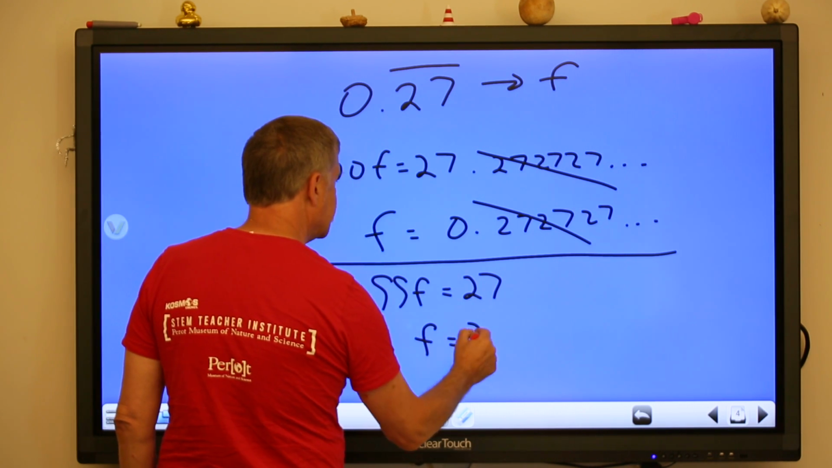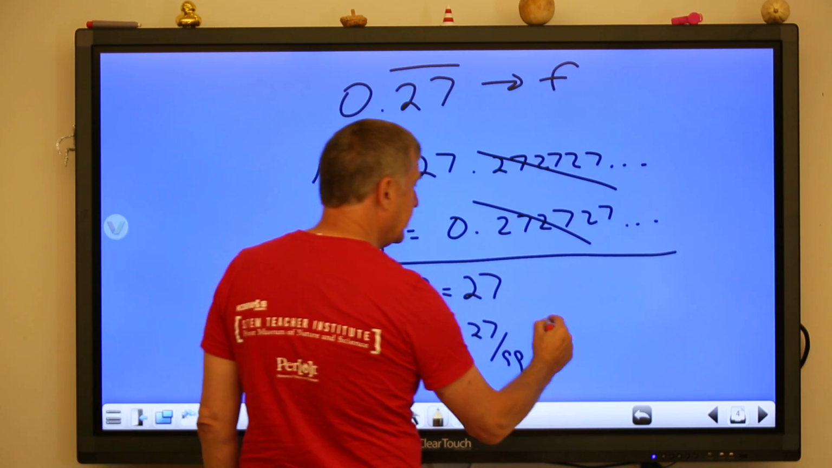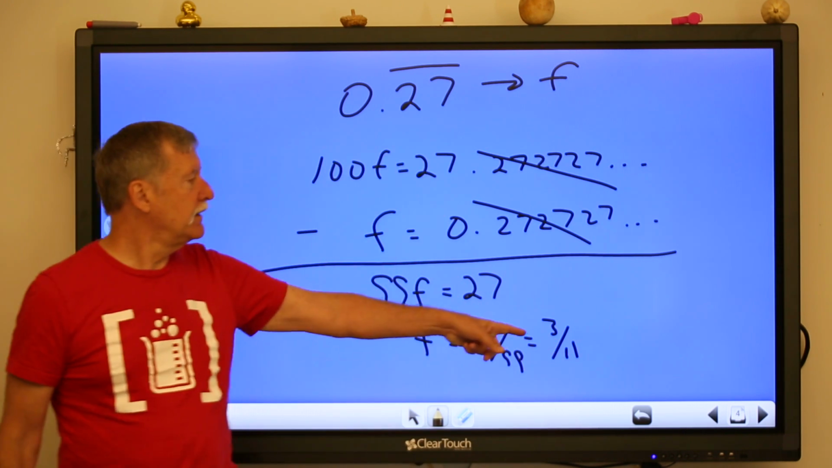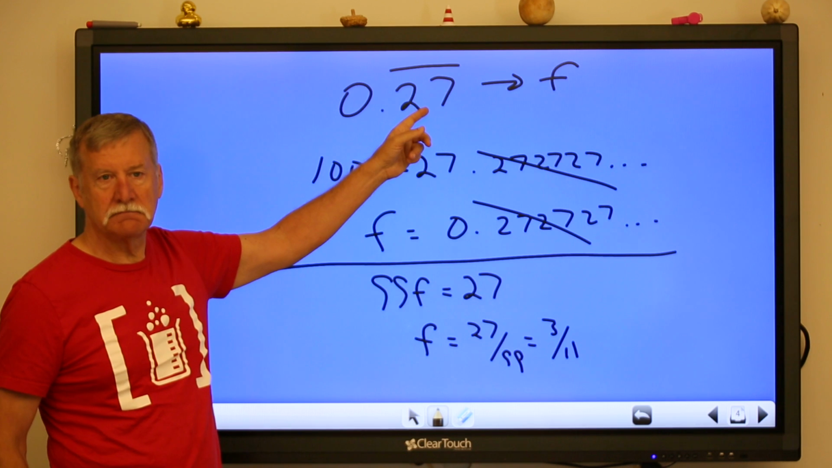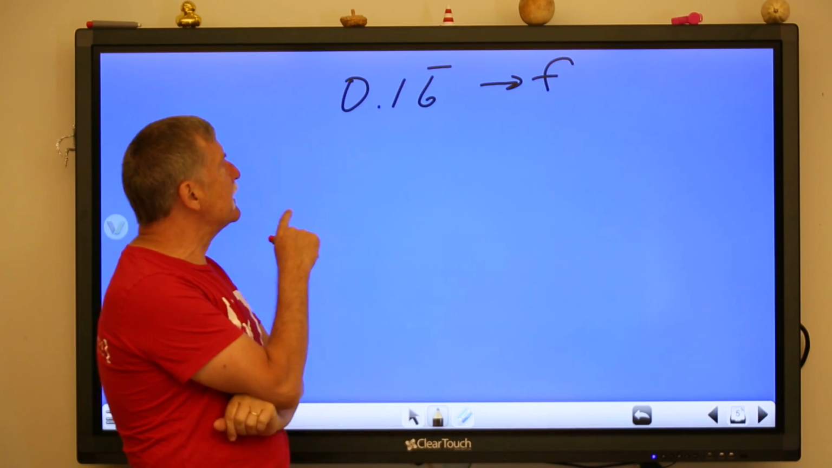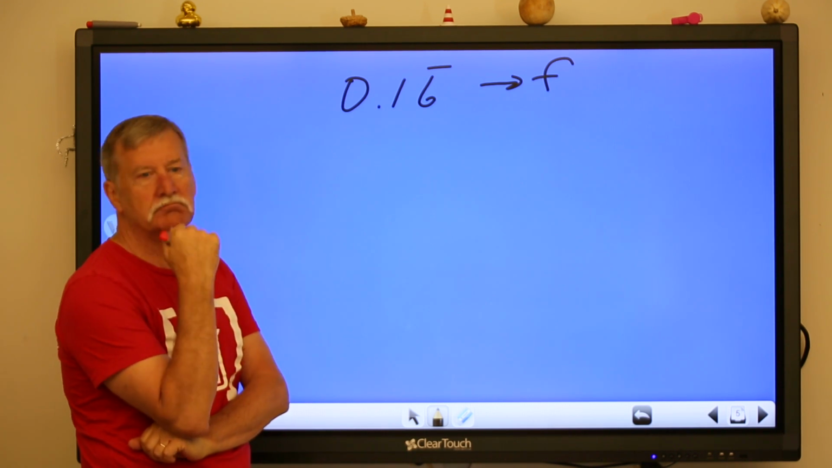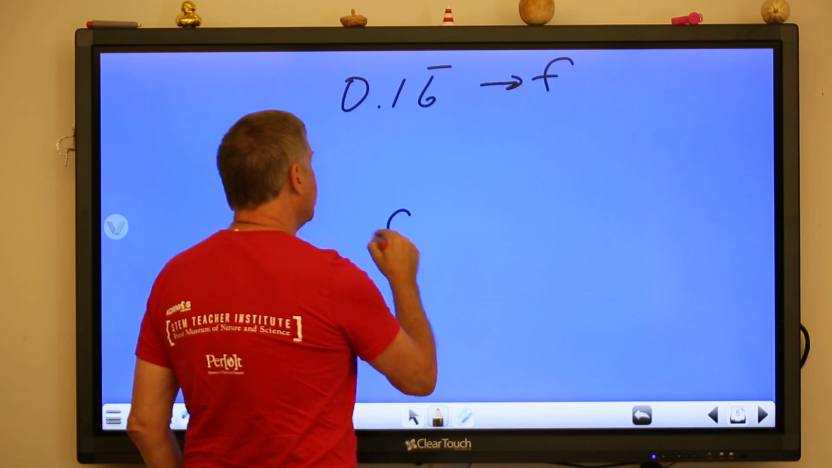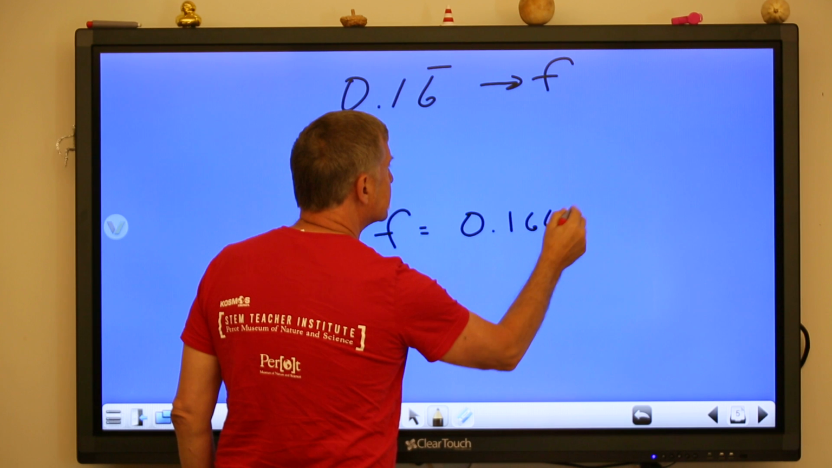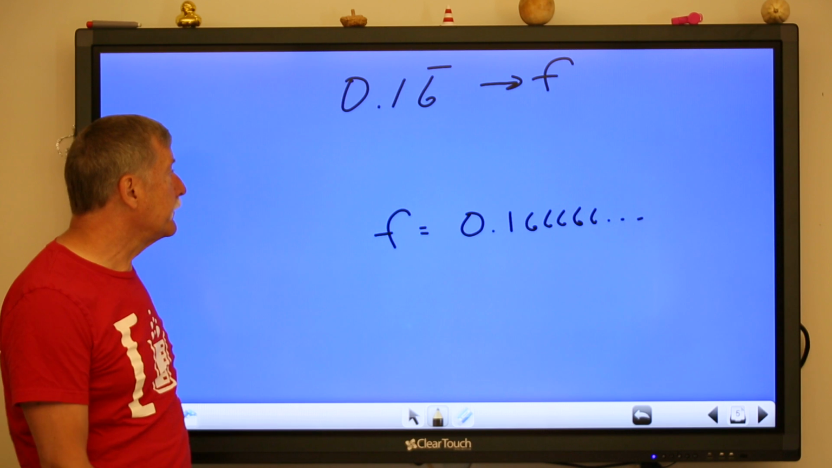So the fraction is 27 over 99. Again, I can divide those both by 9 and get 3 over 11 as the fraction that is equivalent to a repeating decimal. All right? So now you're thinking, well, what happens if you got one non-repeating digit and one repeating digit? Big deal. We start off, f equals 0.1 and then 6, 6, 6, 6, 6, dot, dot, dot, right? It's the 6 that's repeating, not the 1.